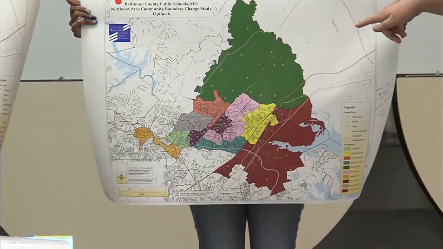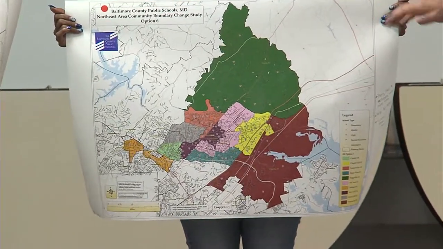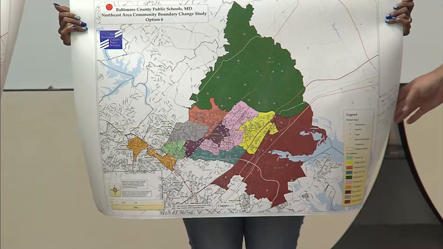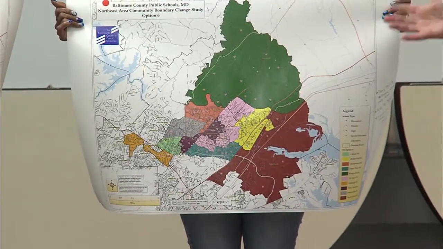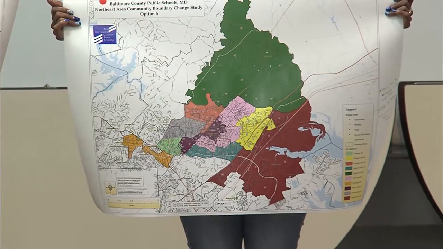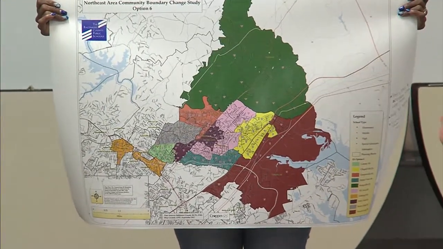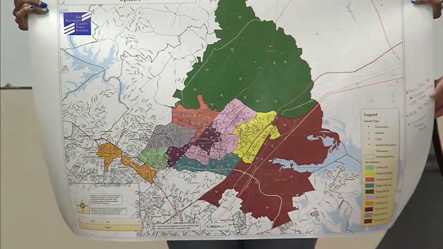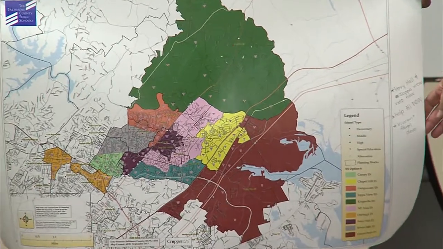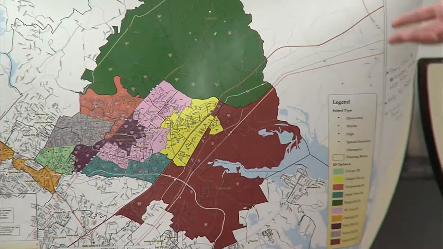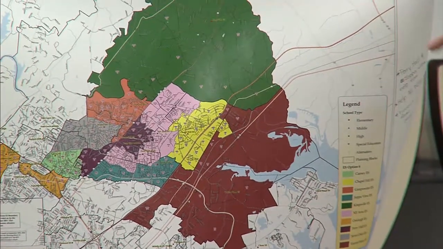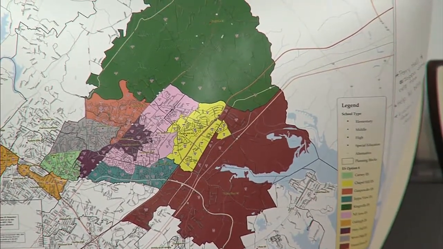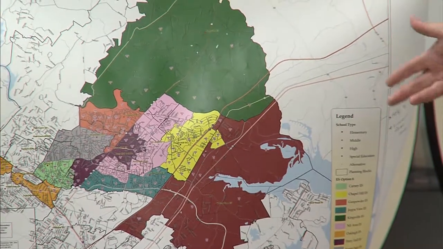Option six, for full disclosure, this is the option I actually put together, so I'm not going to say too much about it. My goal was to give balanced relief to all the schools, and then hopefully we get the school down below to give relief. This gives Perry Hall and Joppa View help now, and the con here is that obviously there's more development coming to the Vincent Farm area that is going to be overcrowded again pretty soon.